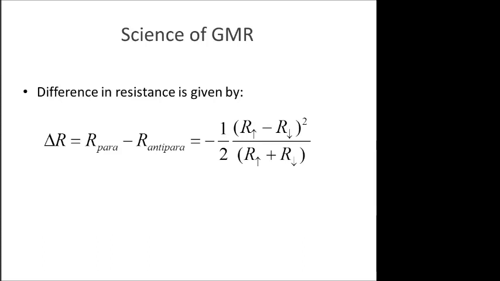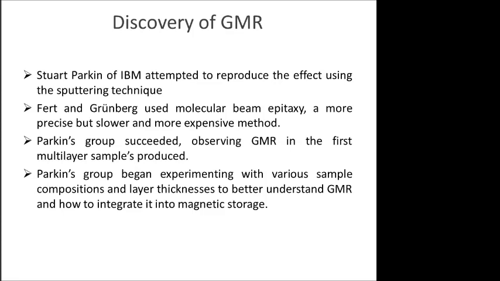The difference in resistance between the parallel and anti-parallel resistors is taken as del R, which is equal to the parallel resistance minus the anti-parallel resistance, which is equal to minus 1 by 2 into (R up minus R down) the whole squared, divided by R up plus R down. So this is the resistance value for GMR, that is giant magnetoresistance.